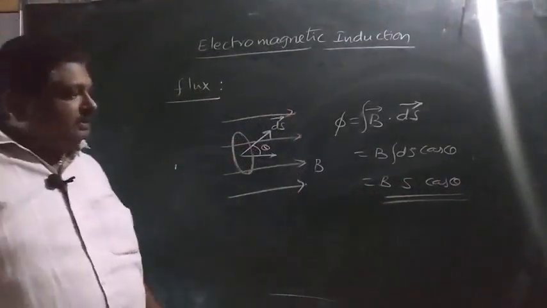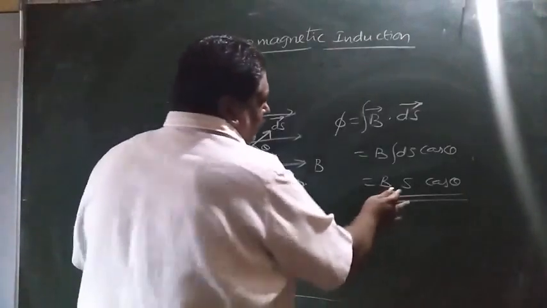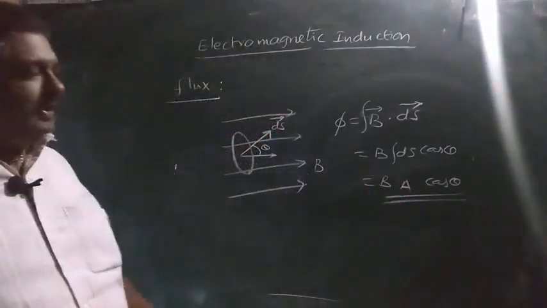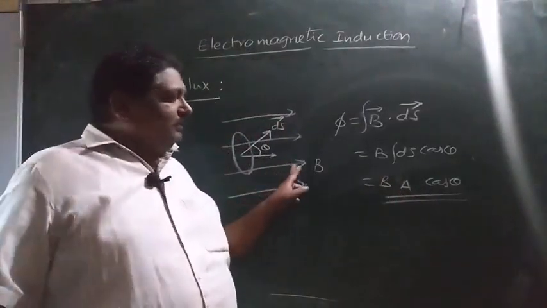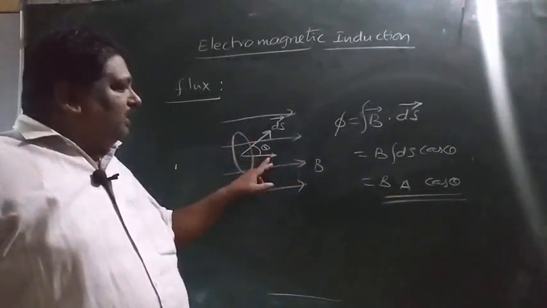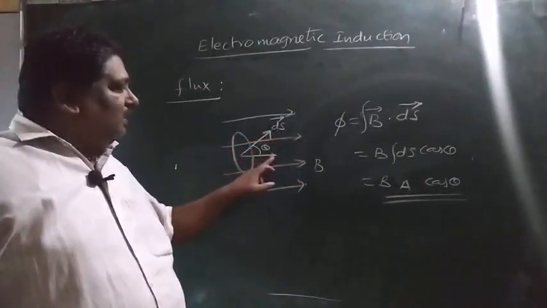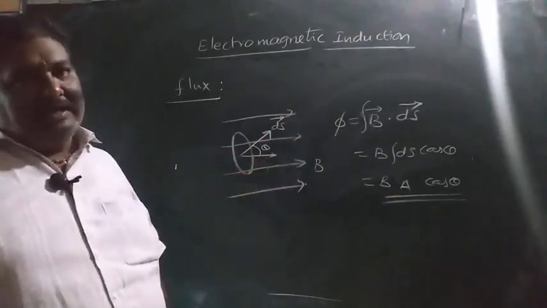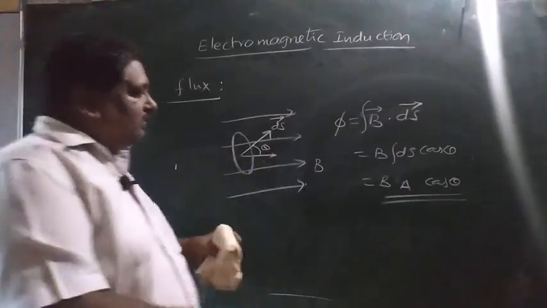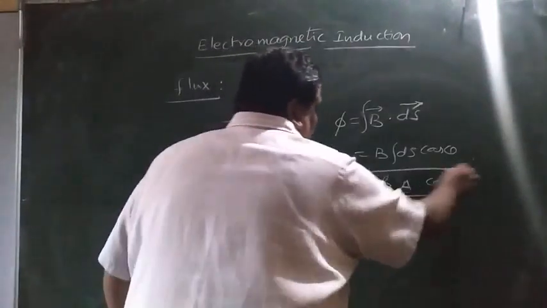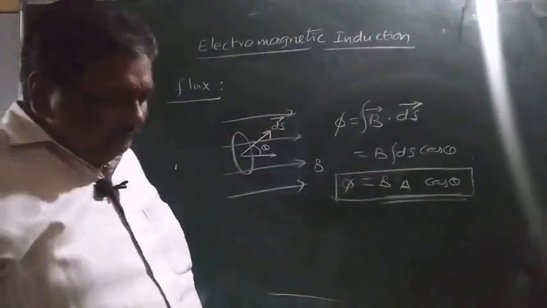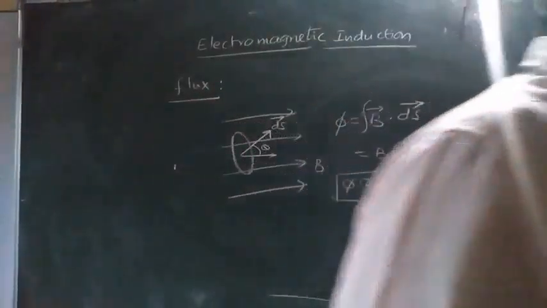So if you have a habit of showing area with the letter A, take letter A: phi equals B A cos theta. B means magnetic field, A means area, and theta is the angle between the area vector and the magnetic field. So this is a very, very important formula. This total chapter runs with this formula. That's why please note it down once.